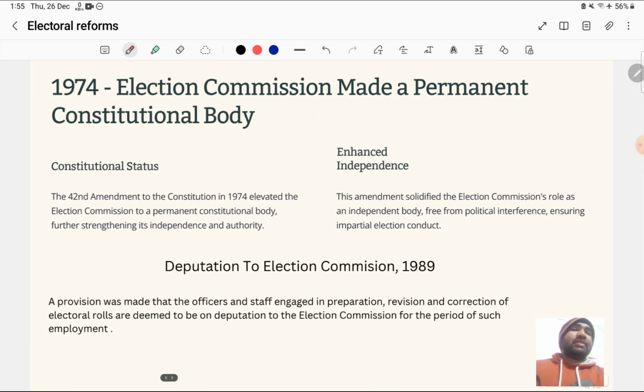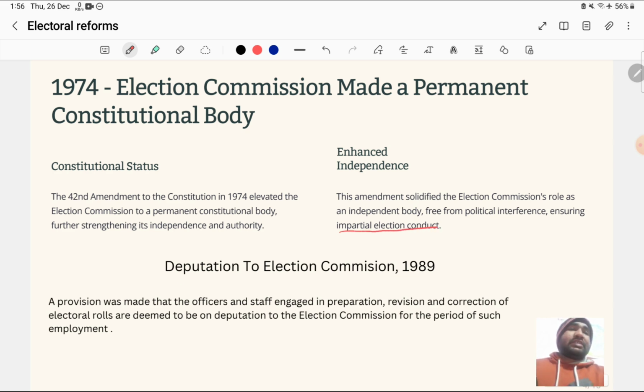Then in 1974 Election Commission was made a permanent constitutional body. So when a body becomes a permanent constitutional body, what actually happens is that it becomes an independent body. Thus the interference that it could have got from political side or from any side was reduced, or you can say was almost eliminated. Thus the elections in India are impartial at present.